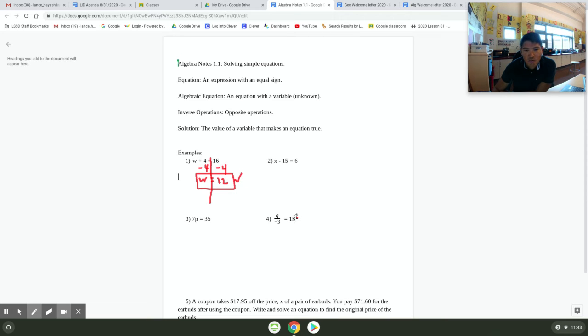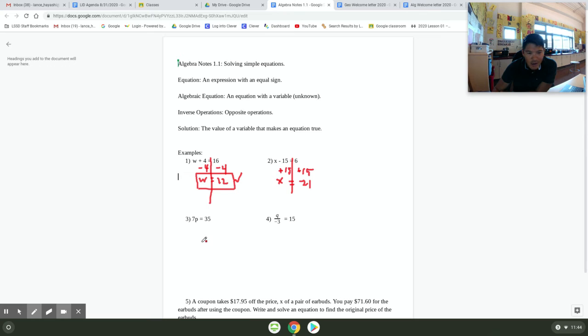That checks. Example 2, x minus 15 is equal to 6. So what's being done to the variable is 15 is being subtracted from the variable. The inverse operation is adding. So you add 15 to the left side of the equation. And again, whatever you do to one side of the equation, you have to do the exact same thing to the other. Add 15 to the right side of the equation as well. Left side, you're just left with x. Right side, 6 plus 15, 21 is the solution.